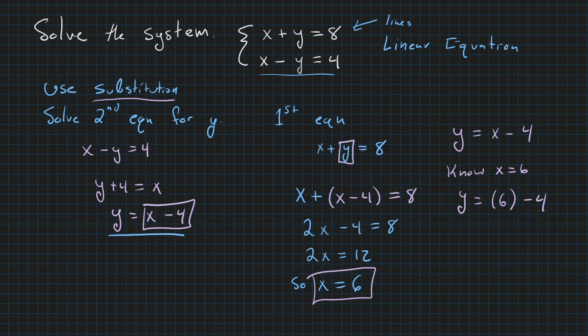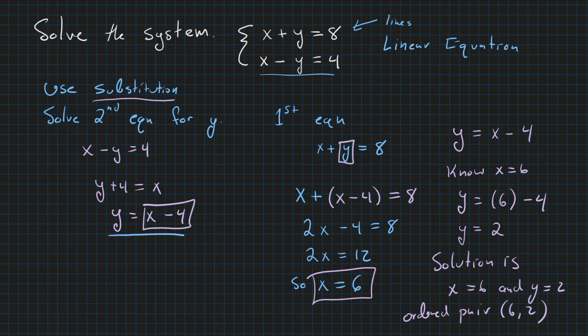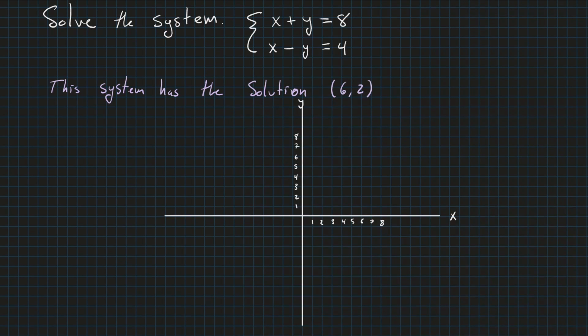Helps me keep track of everything. So now simplifying this, you get y is equal to 2. So then our solution is x is equal to 6 and y is equal to 2, or as an ordered pair, (6, 2).